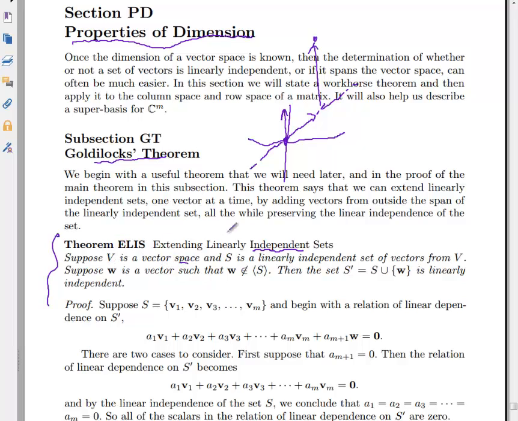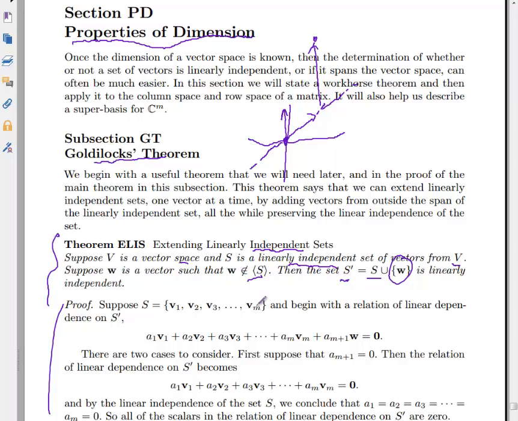Suppose V is a vector space, and S is a linearly independent set of vectors from V. Now suppose W is a vector that's not in the span of this linearly independent set, just like the example I gave here. I have two vectors that span the plane. Take another vector out of the plane. I can't draw it, but you can imagine taking a vector straight out from the paper. Then this new set, obtained by taking this new vector and adding it (this symbol means union, which means to add to this set), adding this new vector to the set of vectors I already have, will also be linearly independent.